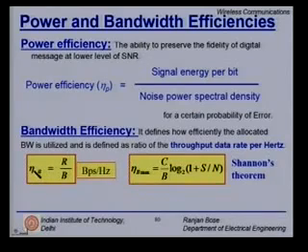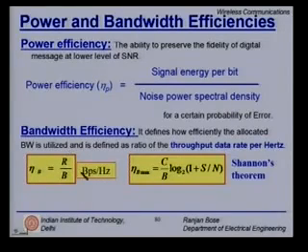Right? So these are the three constraints that we have: the data rate, the power requirement, and the bandwidth. We want minimum bandwidth, maximum data rate, and minimum power consumption for a modulation technique to be chosen. Now, the bandwidth efficiency eta subscript b is defined as R over B. R is the data rate, B is the bandwidth, and its units are bits per second per hertz.